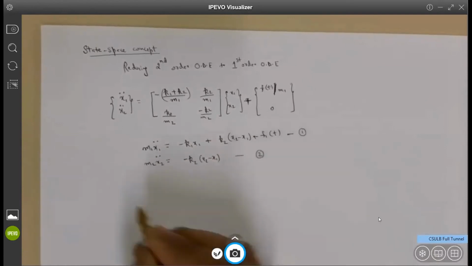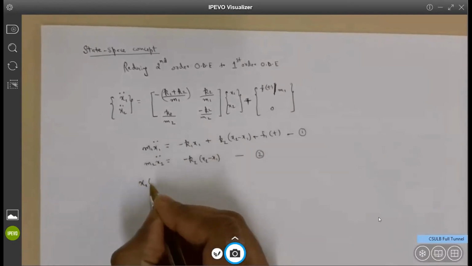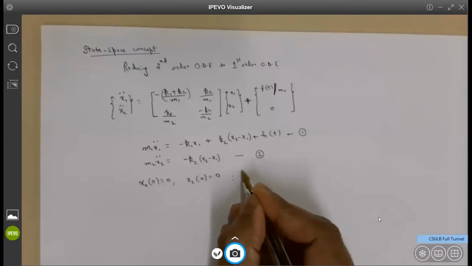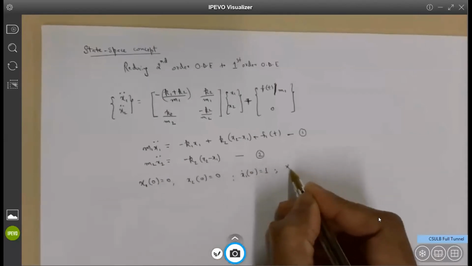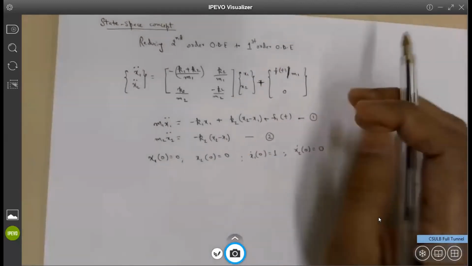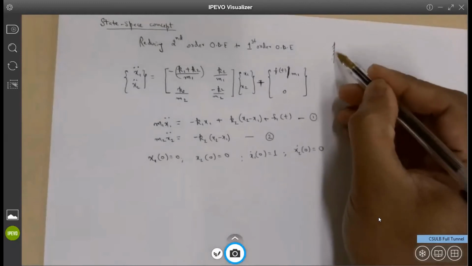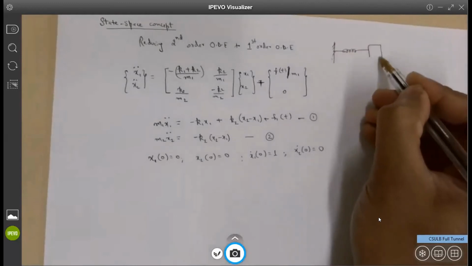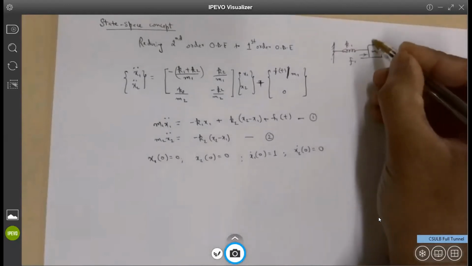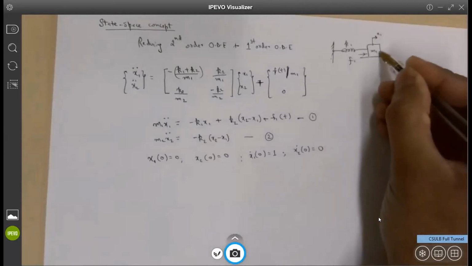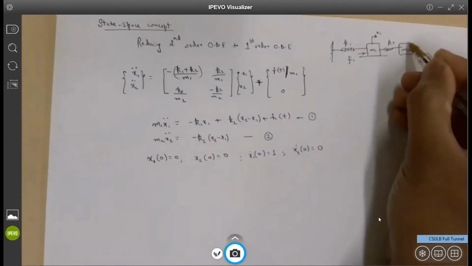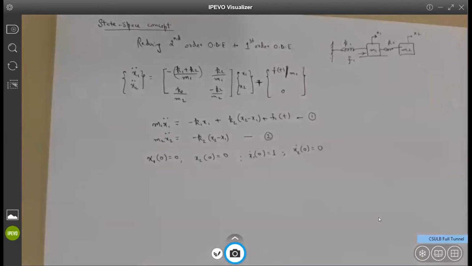This is our second equation, and we have got x1 at time 0 is given as 0, x2 of 0 as 0, x1 dot at 0 as 1, and x2 dot at 0 as 0. Is everybody with me? I just rewrote the equations for the physical system. This is M1, this is force F1, this is spring constant K1. Yeah, everybody is with me so far? Yes, Professor. Okay, great.